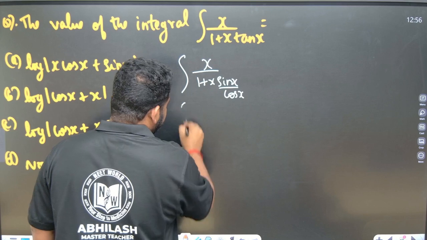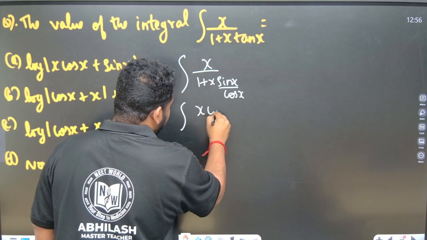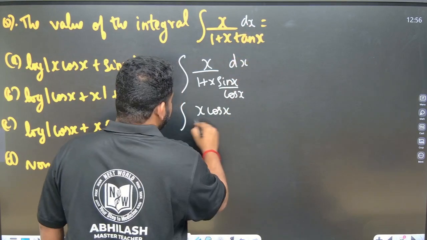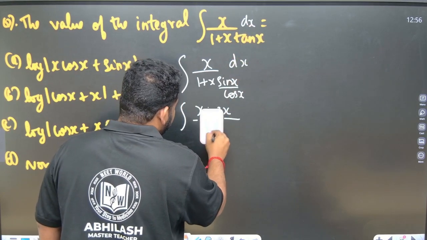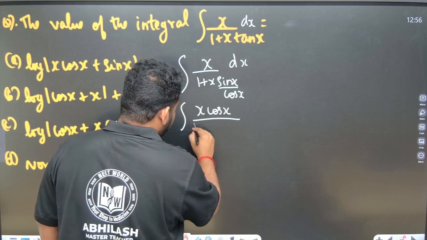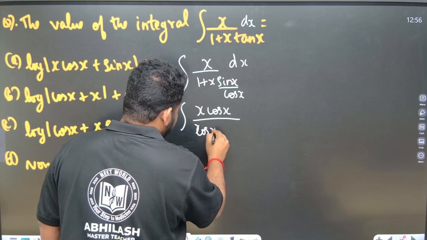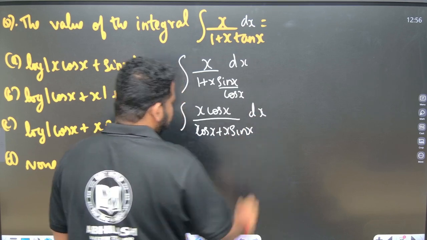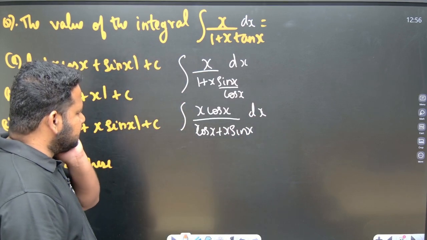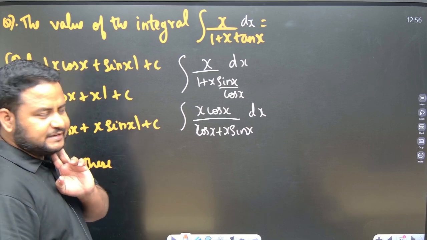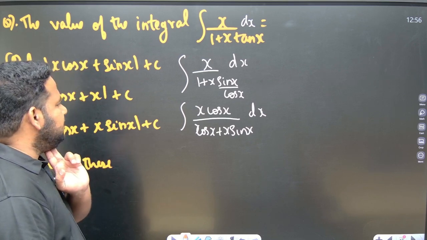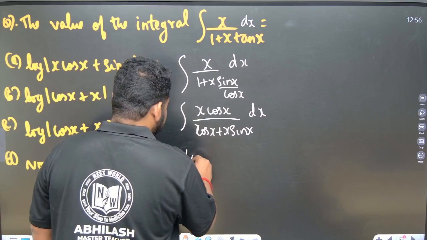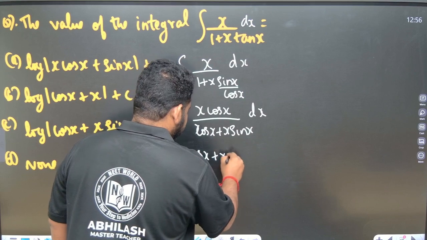So, this in turn will turn into cos x will go up, this will become x cos x dx by cos x plus x sin x dx. Okay. Now, what I can do is I can take t is equal to denominator, like the previous question. Let me take t is equal to cos x plus x sin x.